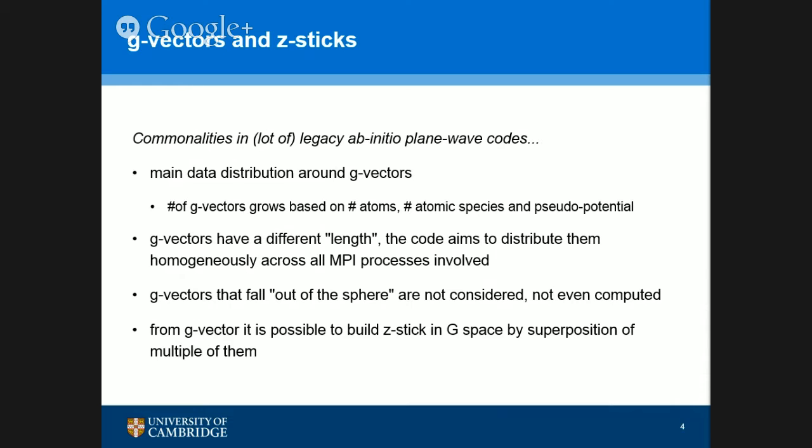Because we consider a cube domain, but we apply an approximation where we consider a sphere within this domain, most of those G-vectors have components that are equal to 0 or fall outside the sphere, so we don't consider them at all. They are not computed. And by putting multiple G-vectors together, we get the elements of the FFT that we want to compute.